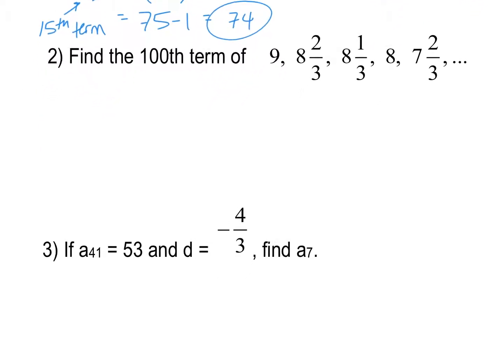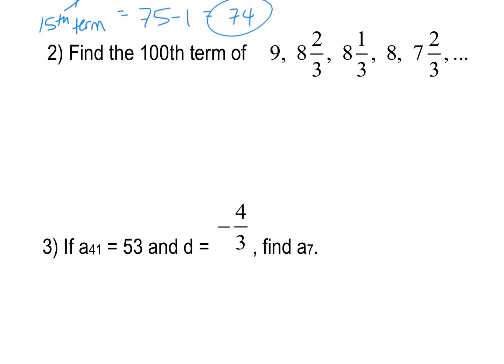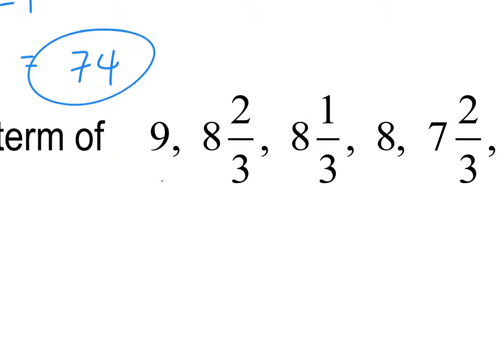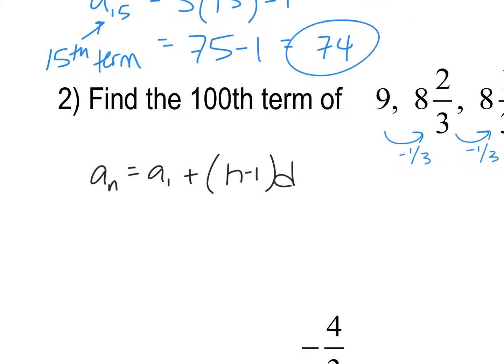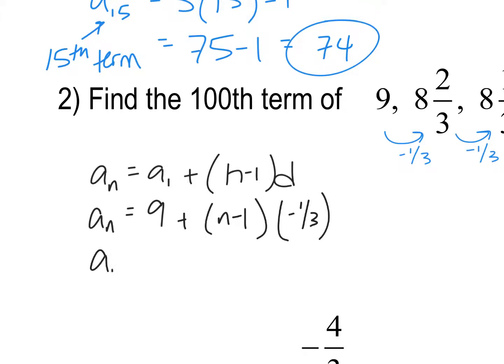Okay, I've got one other one for us to try along these same lines, and that's number 2. It says find the 100th term. And so again, these are counting down. We are subtracting 1/3 each time. So that means my D is -1/3, and I'm going to use my formula again. I'm going to start with A sub n equals A sub 1 plus n minus 1 times D. And I'm going to plug in the A sub 1, which is 9. Remember, that's the first term in the sequence, so that's what goes first, plus n minus 1, and the D was -1/3. So I'm going to distribute that -1/3.